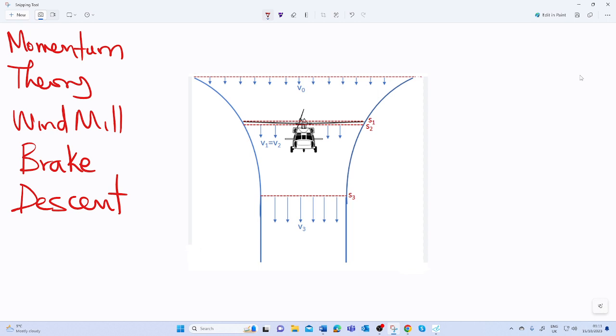Hello, everyone. Today, we want to discuss momentum theory, windmill brake descent for a rotorcraft helicopter. Once again, today we want to discuss and analyze the momentum theory, windmill brake descent.